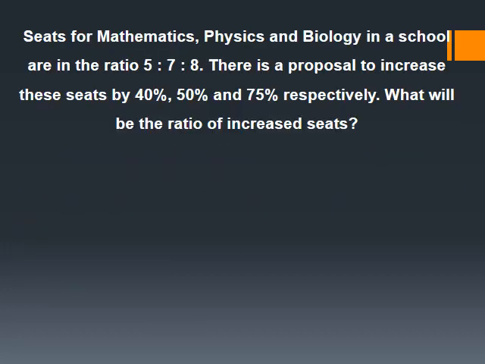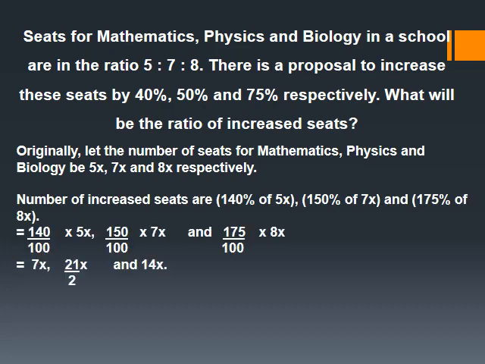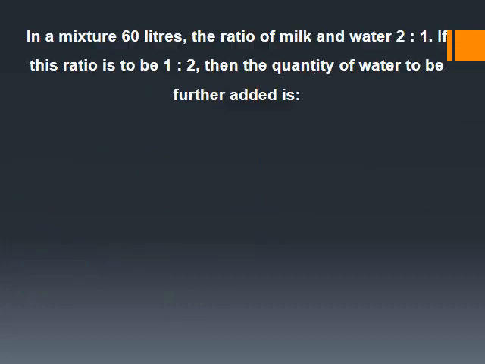Look at one more. We have one more here. In a mixture of 60 liters, the ratio of milk and water is 2:1. If this ratio is to be 1:2, then the quantity of water to be further added is, how much amount of water is to be added? Look at the question again.